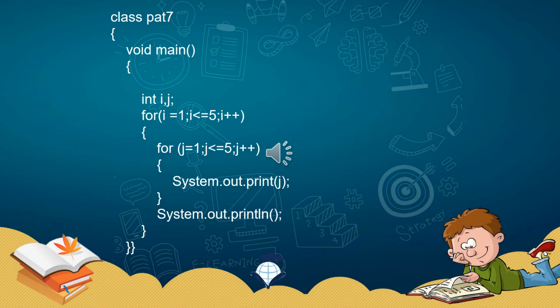This pattern has 5 rows and 5 columns. It prints the number instead of a symbol. So inner loop J ranges from 1 to 5 and outer loop I also ranges from 1 to 5. It prints the loop value, that is J.